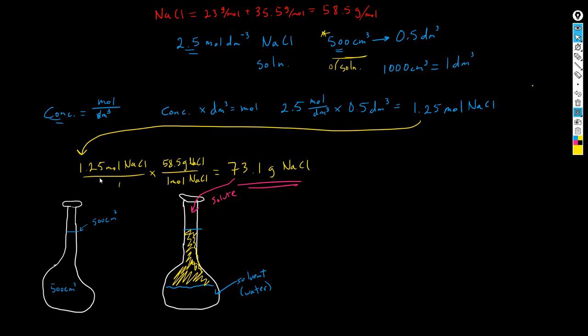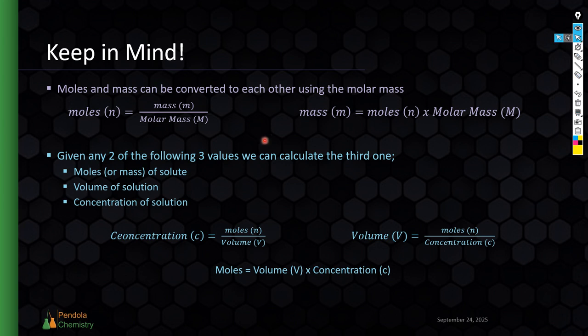Because keep in mind, we can't measure moles with a scale, but we can measure mass. I can't measure 1.25 moles of sodium chloride, but I can measure 73.1 grams of sodium chloride. So, we can use these equations. Given any two of the following values, we can calculate the third value.